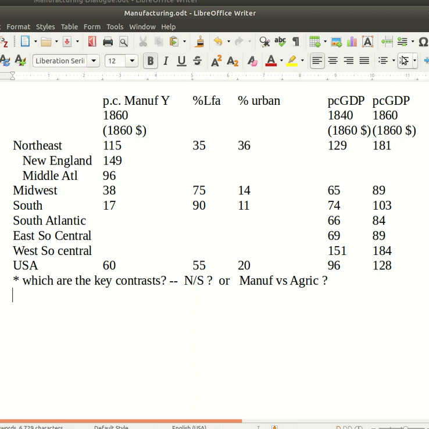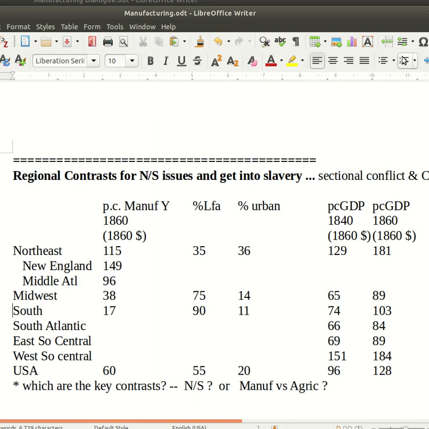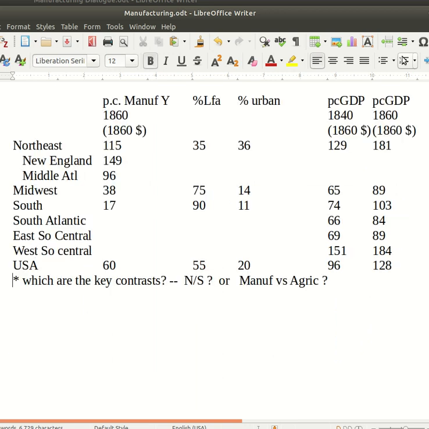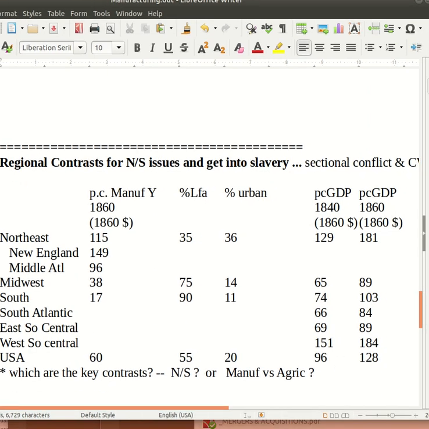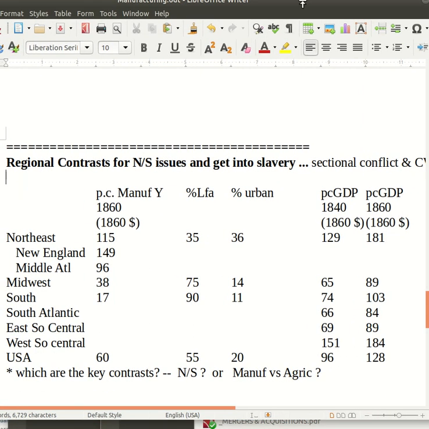All right, let's wrap up the commentary on the notes for topic 4 by having a quick look and a few comments about regional contrasts in manufacturing. Regional contrasts more generally. This will get us back to north-south issues and take us into our next topic, which is going to be the economics of slavery in the long 19th century.